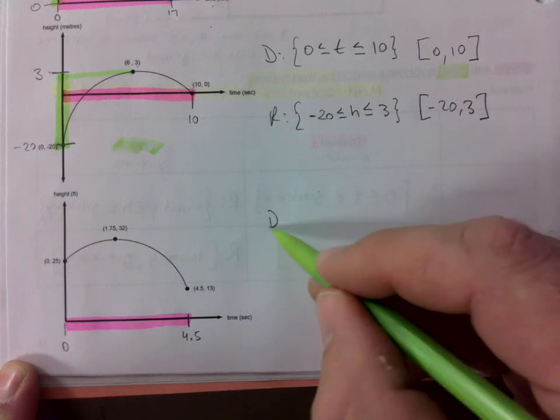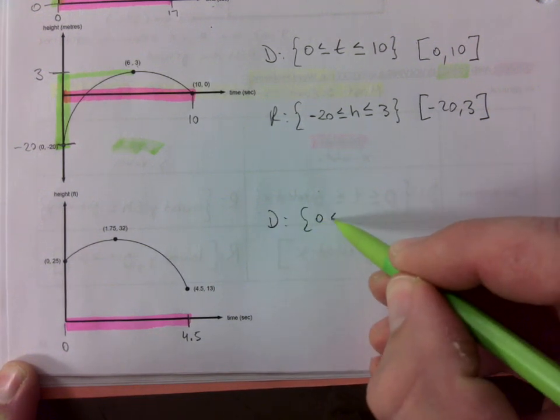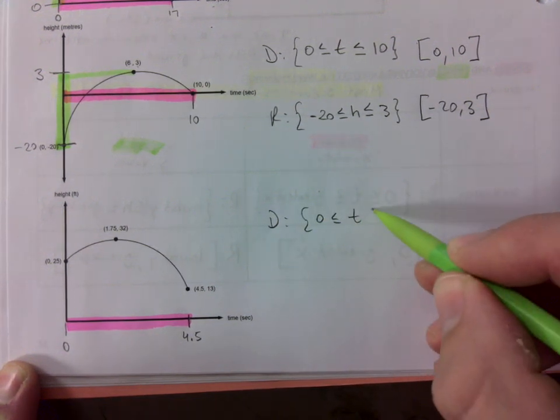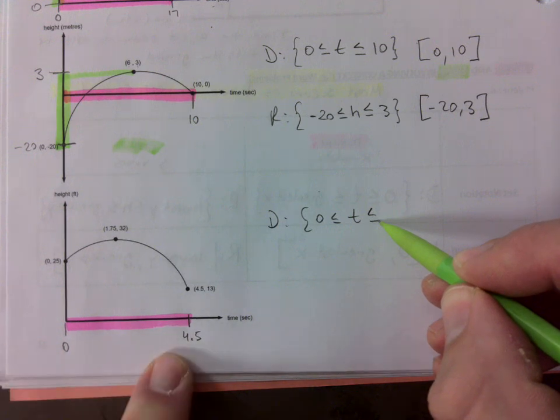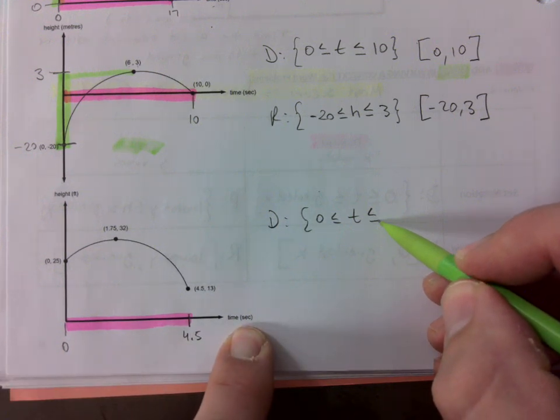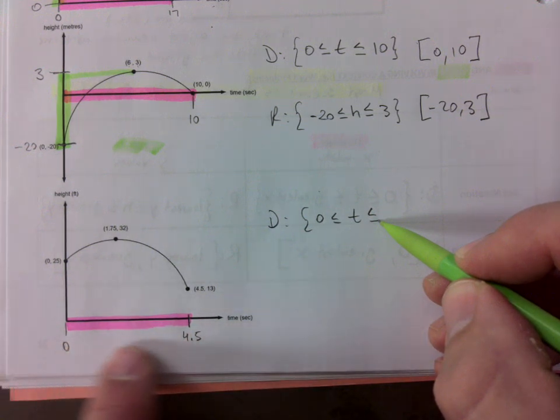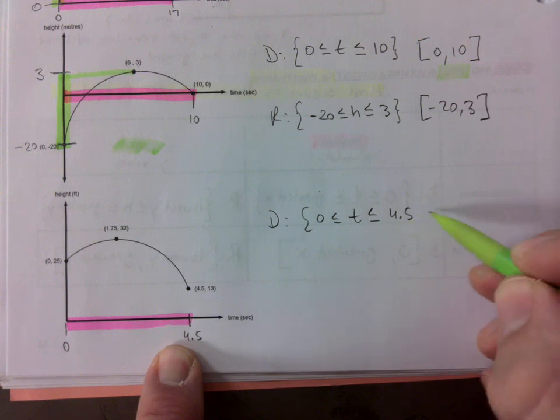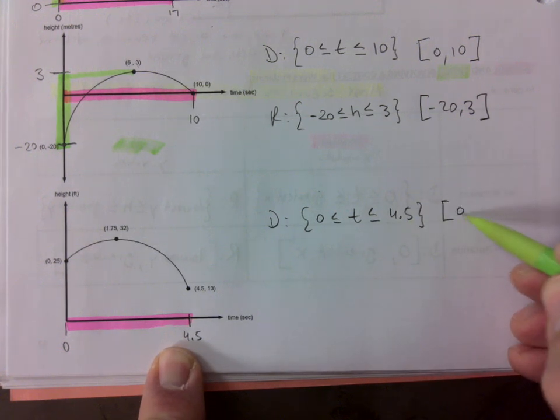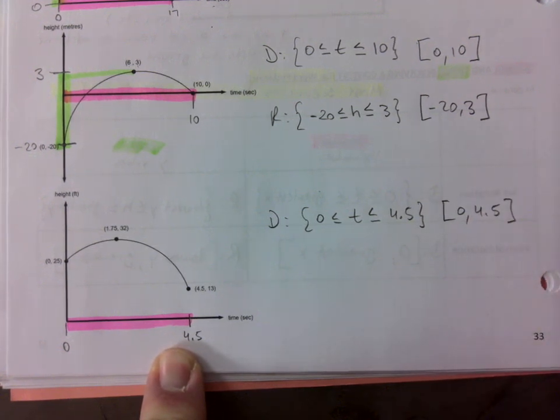Okay, so for the domain, I'll go from 0, I'll use T for time again. This could be money, this could be anything down the road, okay? So just keep that in mind. Items sold, and so forth. So 0 to 4.5. Squiggly brackets, right? Or 0 to 4.5 like this.